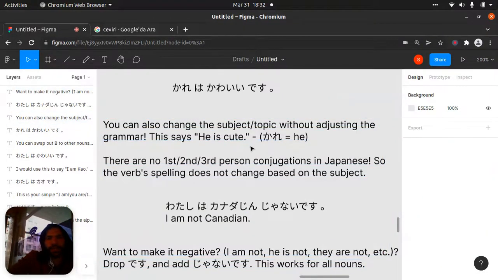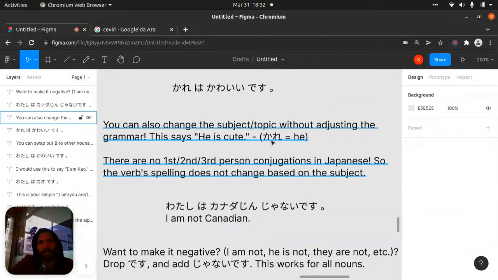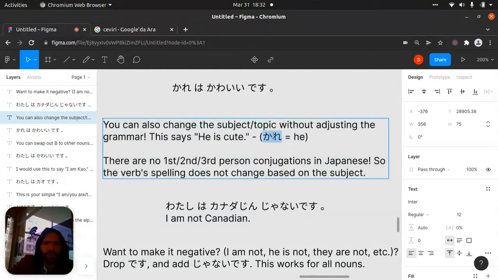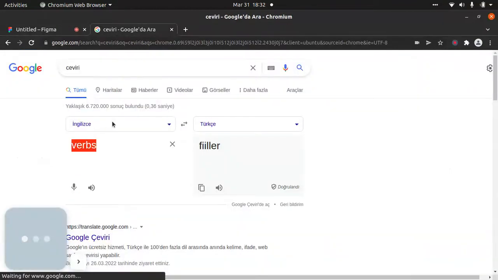You can also change the subject or topic without adjusting the grammar. That says he is good, like kare. I'm not sure. If I can tag this, I will tag it, and let's go there and bring it here. Japanese.